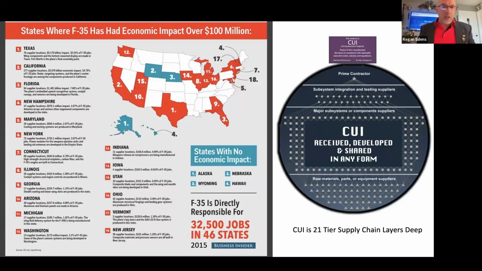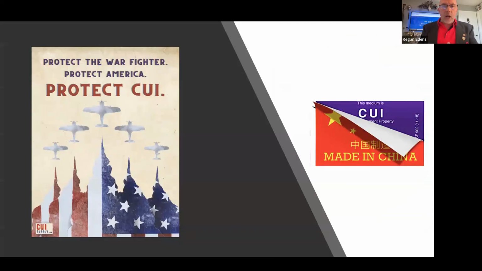Okay. In the United States alone, this is 2015 data. Look at how many jobs are related to those contractors and within the states that spend over $100 million in each of those states. That's just the United States alone. There are literally tens of thousands of contractors here in the United States as well. And when we go up through the F-35 supply chain, and that goes up to 21 tier layers deep, is my understanding of an analysis of the F-35 program for CUI and the sharing and the receipt and the development of CUI and performance of those contracts. So protecting CUI is absolutely paramount to the warfighting interest.